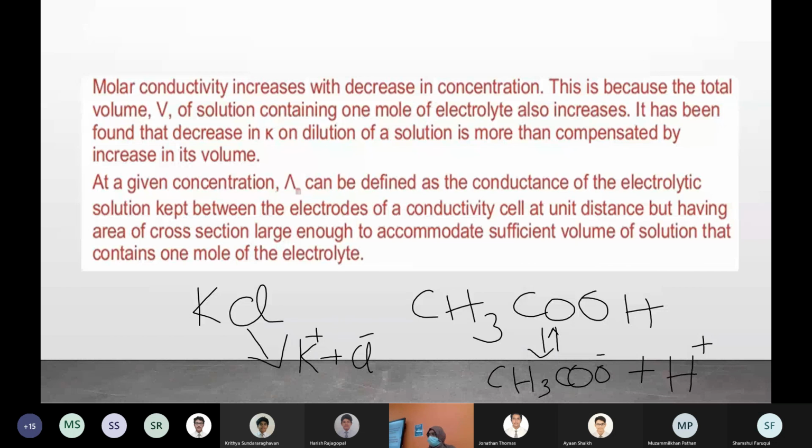Okay. So I think last period, yeah. Second last period, ma'am. Okay. And we have to do numericals. We didn't do any numericals related to conductivity or molar conductivity. So once we discuss this theory, then we'll discuss the numericals.